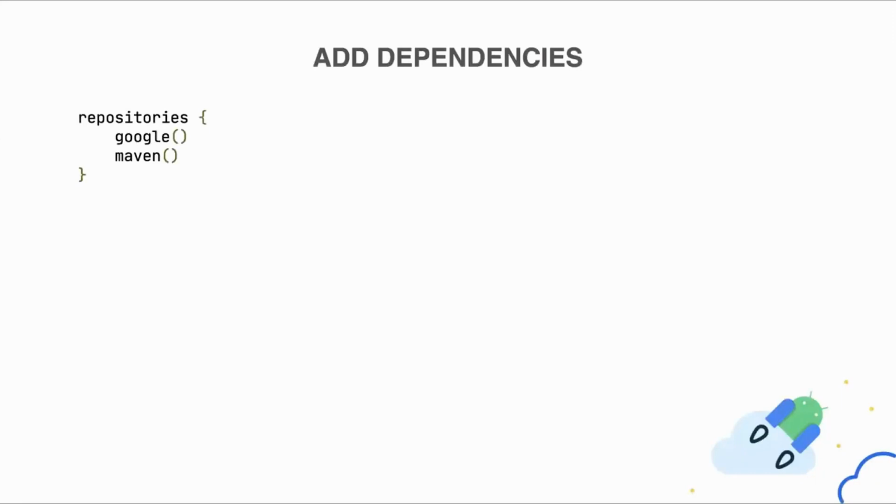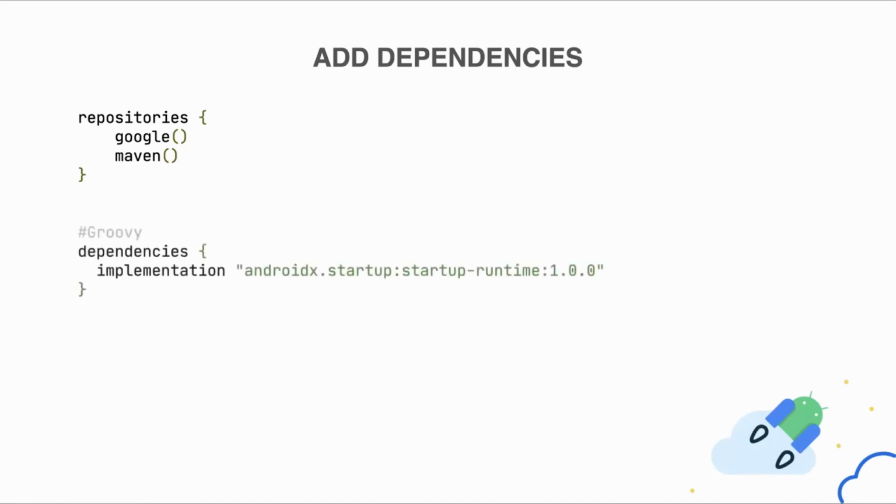Of course, you have to have the Google repository included in your project because AndroidX Startup is provided by Google. It's really simple. If you use Groovy, you just add this dependency as an implementation. It's startup-runtime.